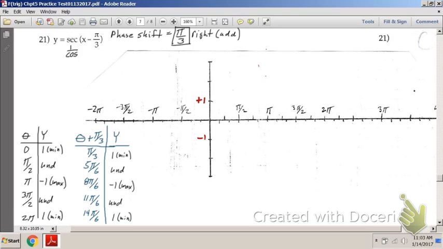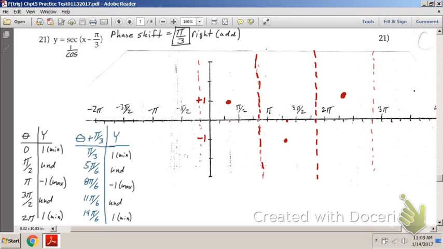Little tedious to plot, but not that bad. Remember, these little increments on the bottom are in pi over 6s, so I can just count. I did a little bit more counting over here just to put in another asymptote to make my graph a little bit prettier. And there is my graph, and we're done.